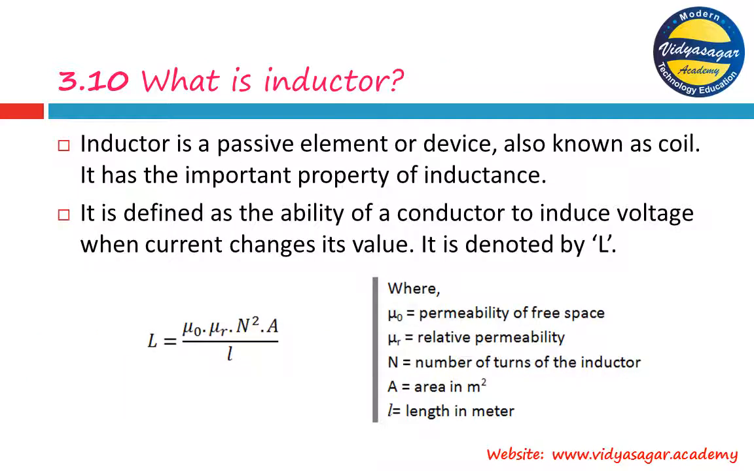Coming to the last but one topic of this chapter, what is an inductor? Inductor is also a passive element or device. It is commercially known as a coil, and it has the very important property of inductance. Inductor is mainly used in transformers and generators and coils for producing different high frequency oscillations in electronic circuits or communication electronic circuits in particular.